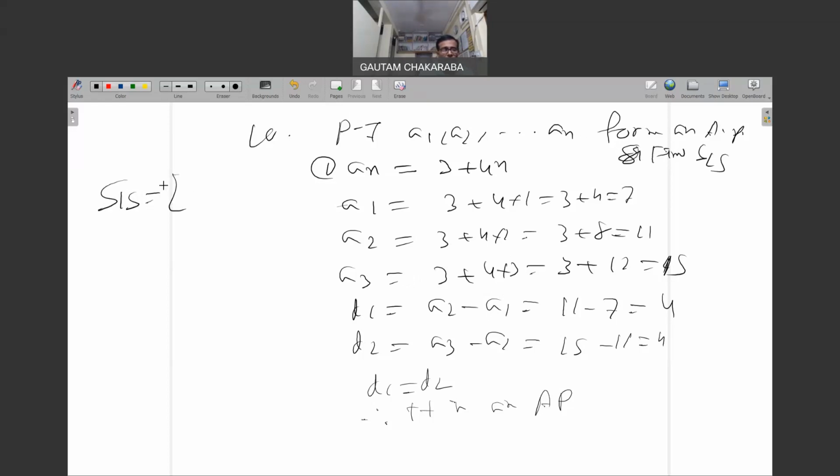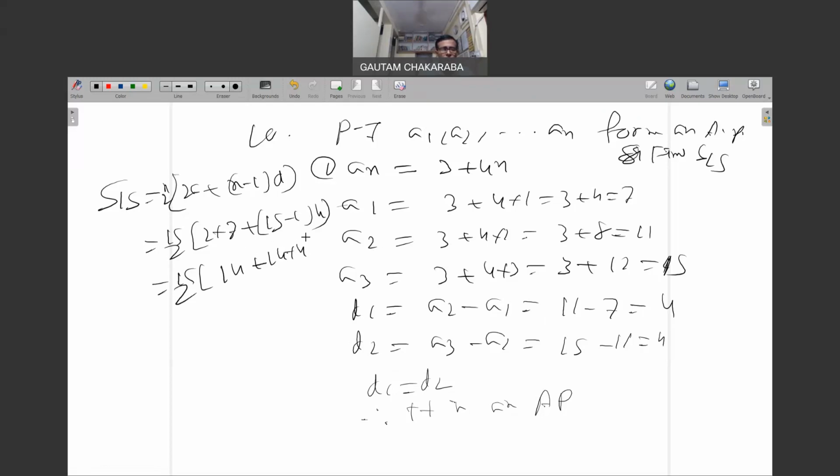Sn is n by 2 into 2a plus n minus 1 into d. Now put the values: 15 by 2, a is equal to 7, and 15 minus 1, and d is equal to 4. So 15 by 2 into 14 plus 14 into 4. So you do the calculation. This is the final answer. Okay, understood?